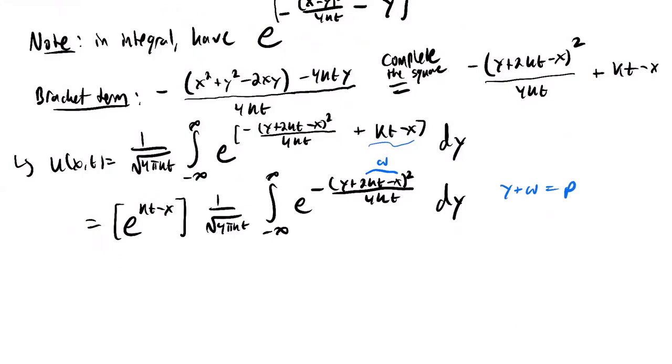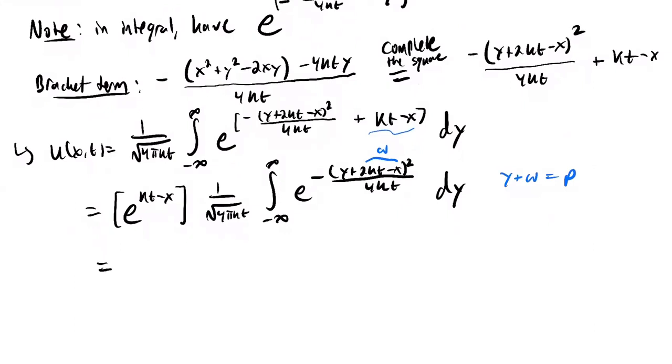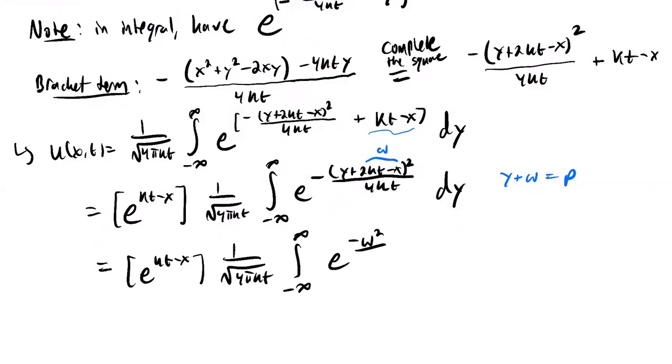And then if I do that, this is going to simplify dramatically, right? All these complicated 2kt minus x terms will just go away from the integral. So I end up with e to the kt minus x times 1 over the square root of 4 pi kt, integral from minus infinity to infinity of e to the minus w squared over 4kt dw.